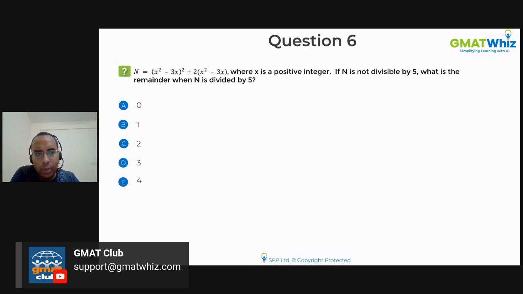Joydeep says A. Okay. Lot of E's. 1 A. Vivek says A. Okay. How many are guessing? How many of you are guessing the answer here? Shruti says A. Rohit says E. Okay.